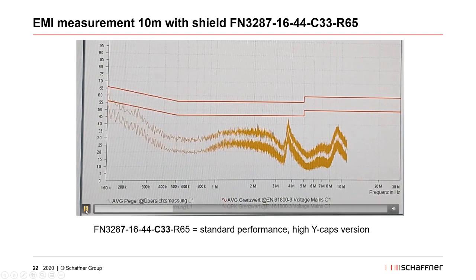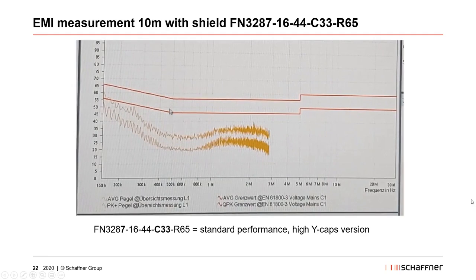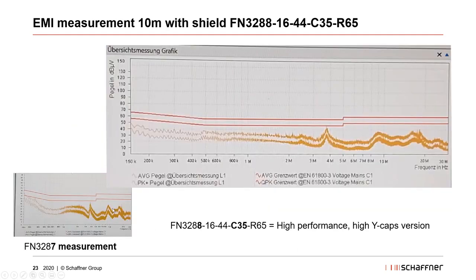But if you compare it to the high performance version, for example, which is the next slide, you will directly see here, this is the comparison of the FN3287. And on the upper slide, you can see the measurement done with the FN3288. So the high performance you can directly see in the low frequency, it's around 10 dB less. And it's far away from the limit. And for the higher frequency, everything is lower than before. So this is the same configuration, just the filter is changed.